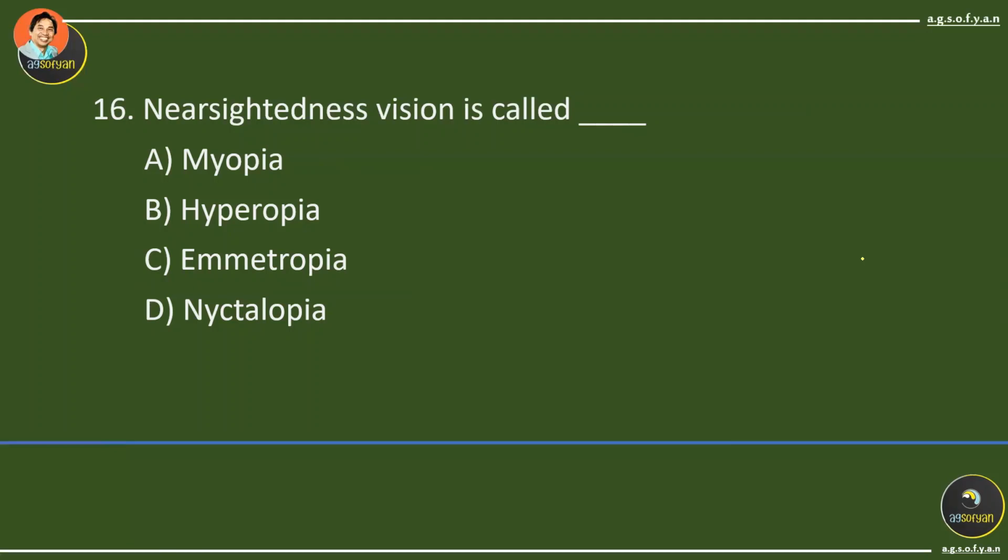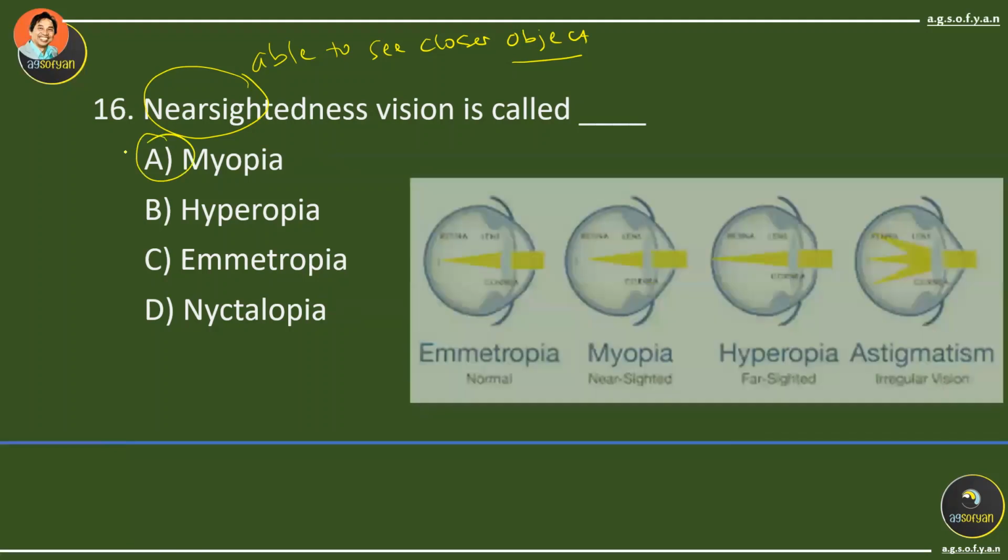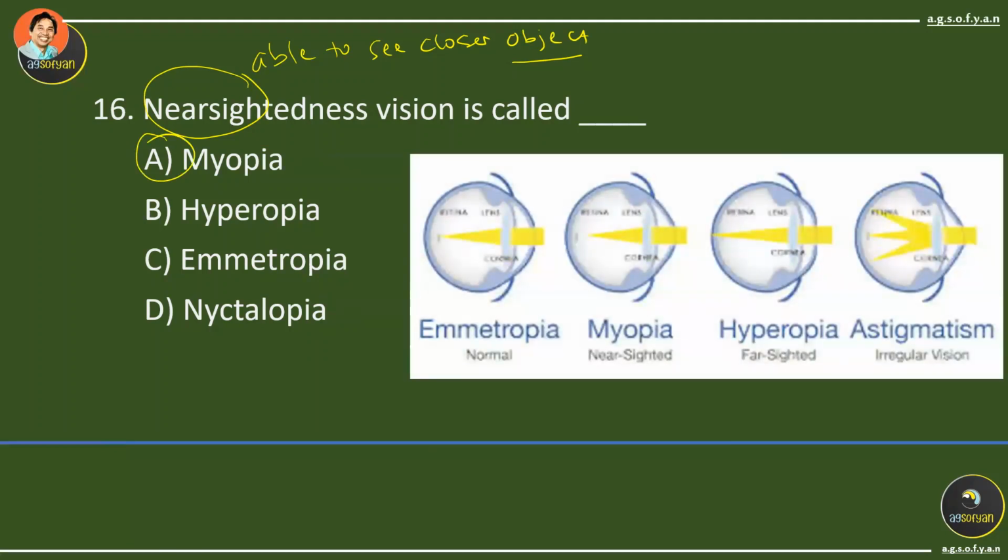So you're able to see, nearsight means you're able to see closer objects, but you cannot see farther objects. So this is nearsightedness, and this is the terminology for myopia. So with myopia, someone has difficulty seeing farther objects. They usually have to wear glasses in order to correct their vision.